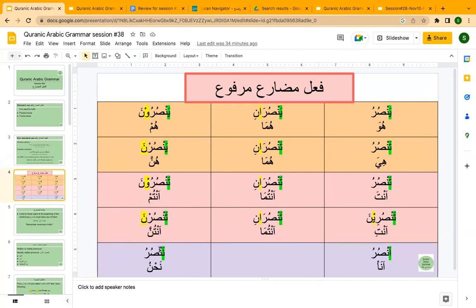Can you see your pronoun in nansuru? Can you see your pronoun in nansuru? Yes or no? You cannot see your pronoun. What helps you identify that it can be nahnu nansuru?